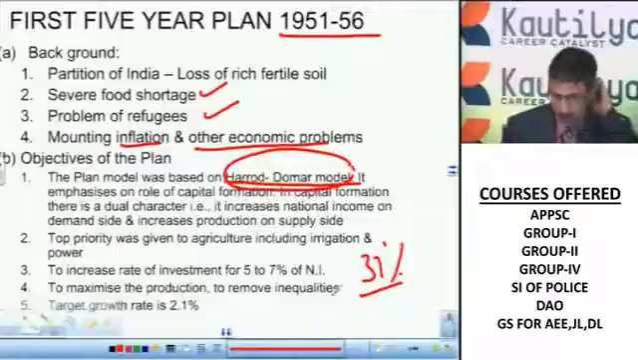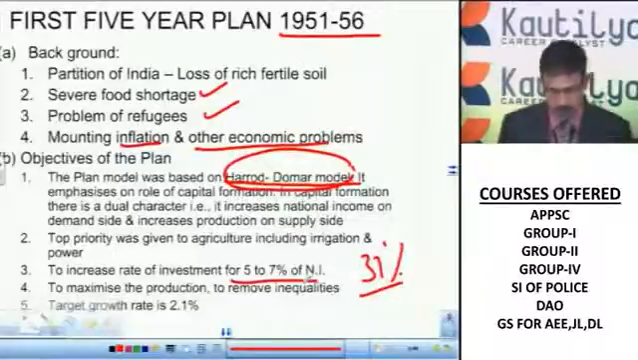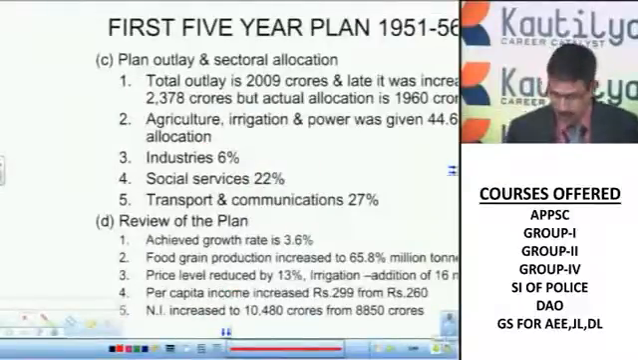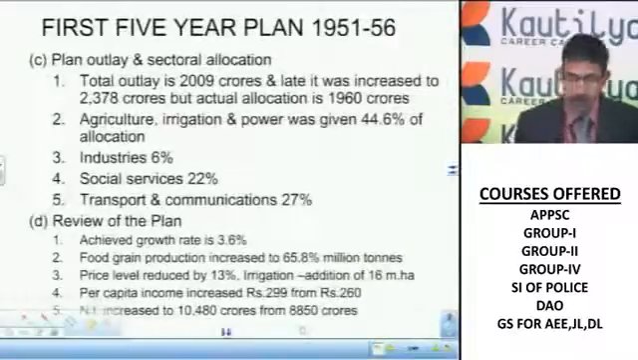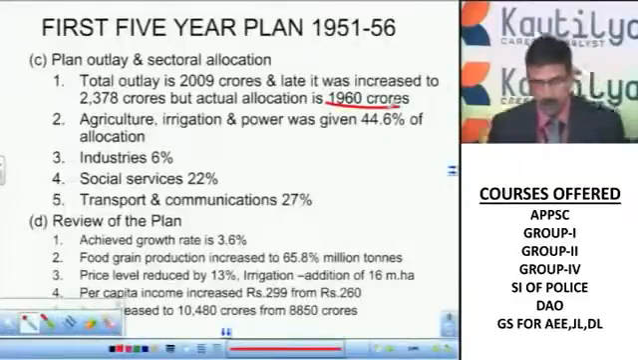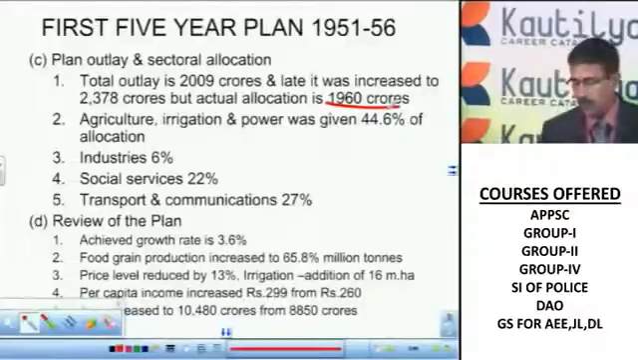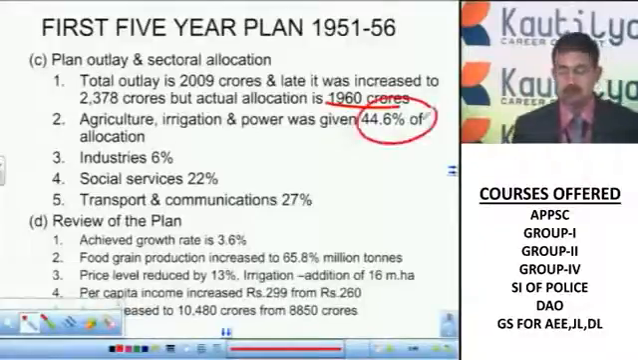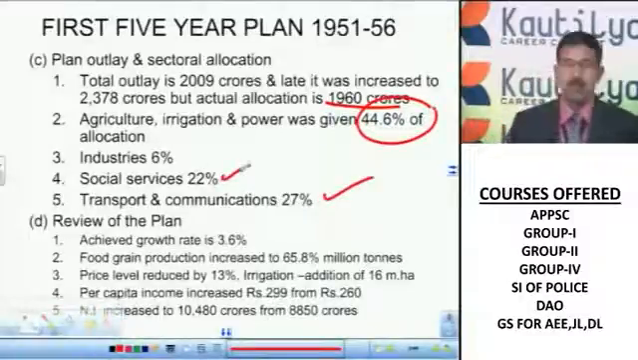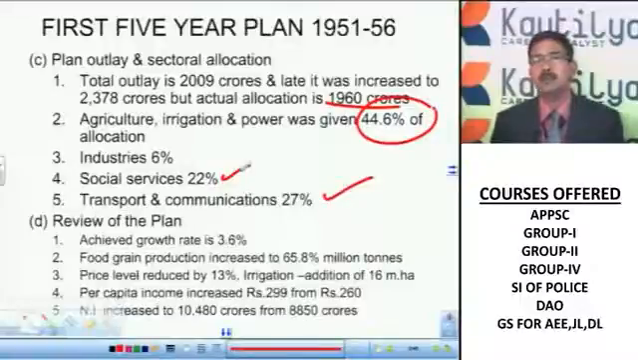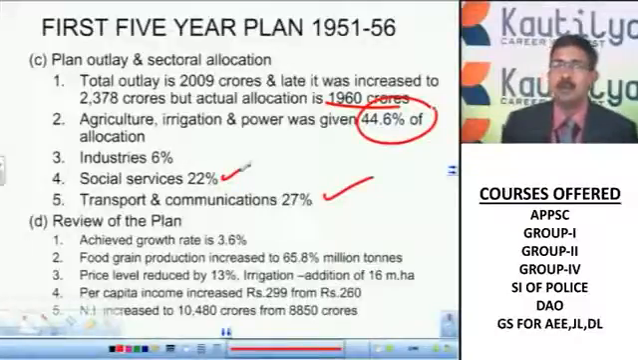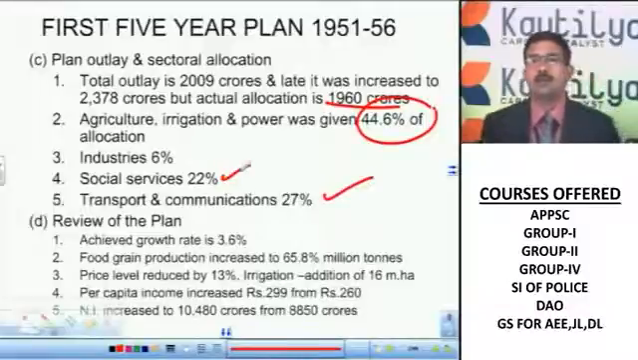It also put the rate of investment at 5 to 7% of national income. With these ideas, the plan outlay was totally 2,378 crores, but the actual allocation afterwards was only 1,960 crores. As I told you, agriculture, irrigation and power along with other sectors formed the 44.6% allocation. The second priority was given to transport and communication, and social services the third. While preparing for examinations, what is the model of the plan, what is the strategy of the plan, which sector was given top priority, are things to be remembered from the examination point of view.